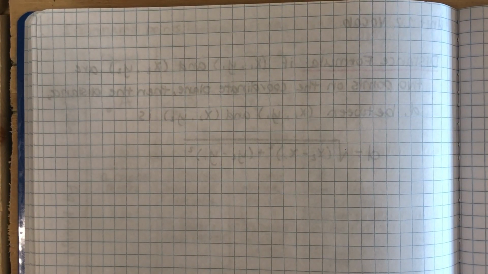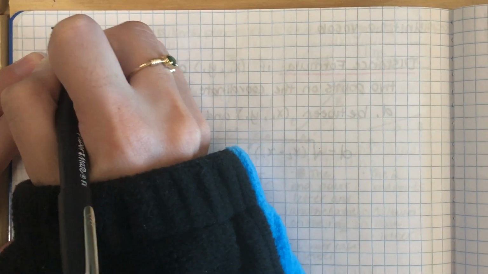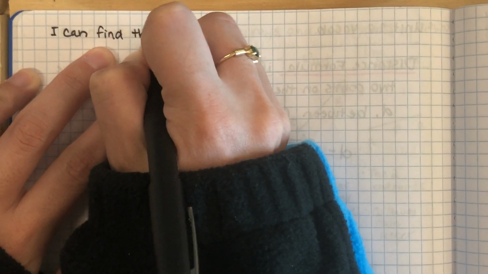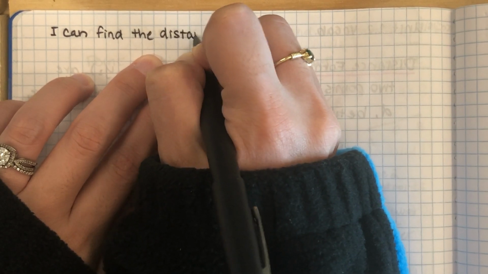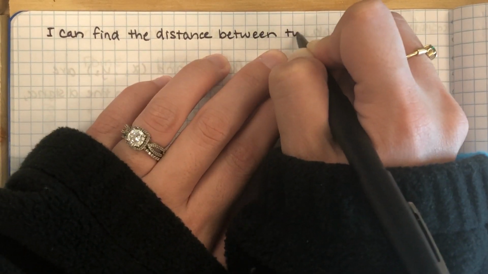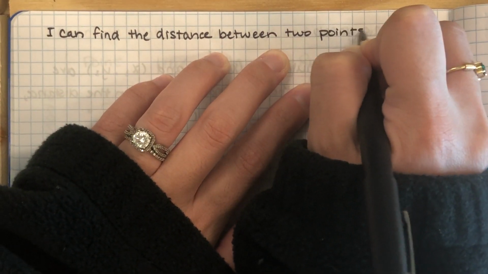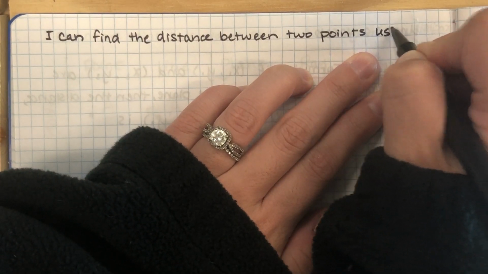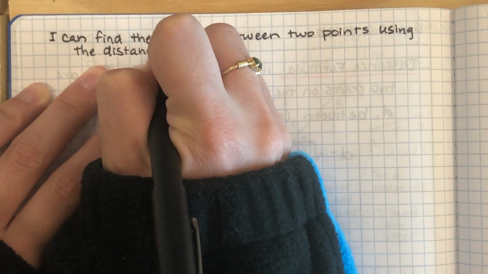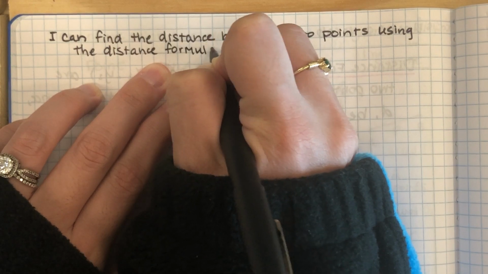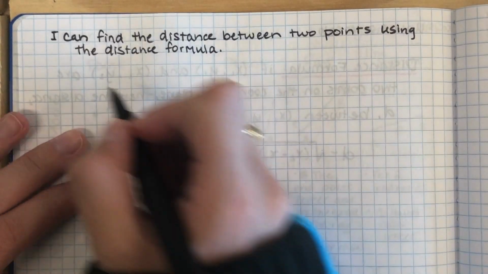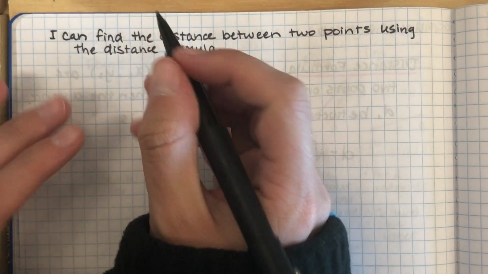Alright, so today we are going to be starting off with I can find the distance between 2 points using the distance formula. And then whatever the date is, you're going to put the date to the side as well so you can come back to that. So the first thing we're going to talk about is the distance formula.